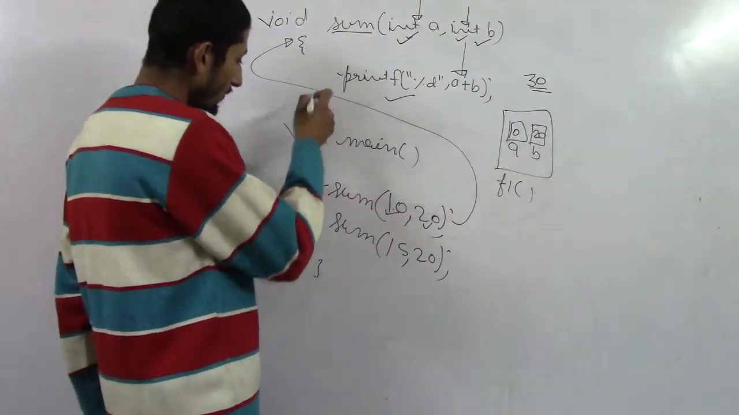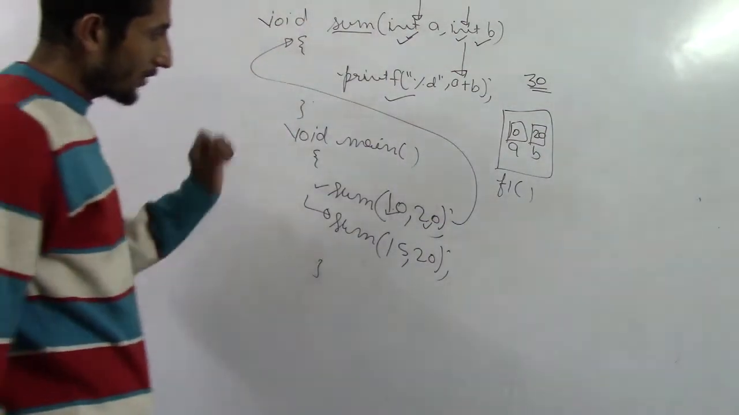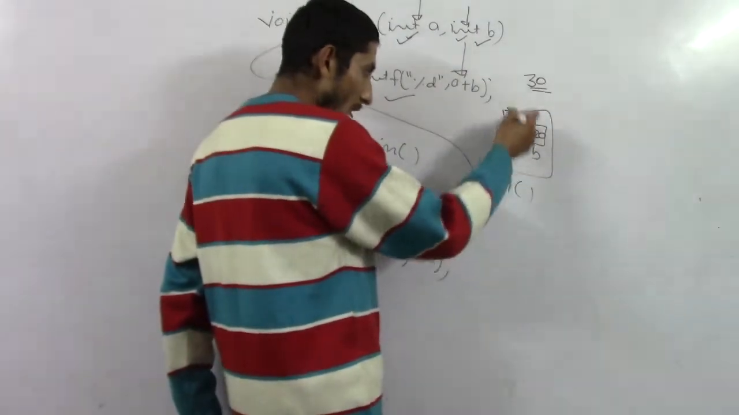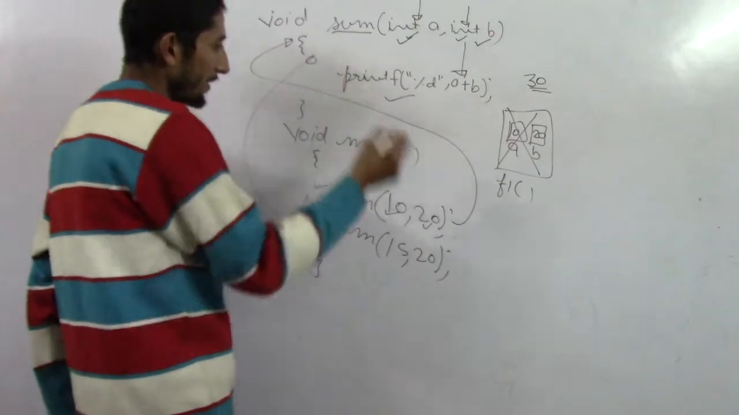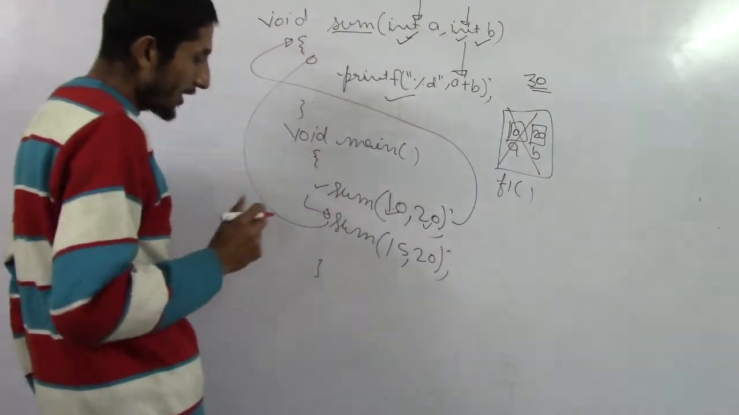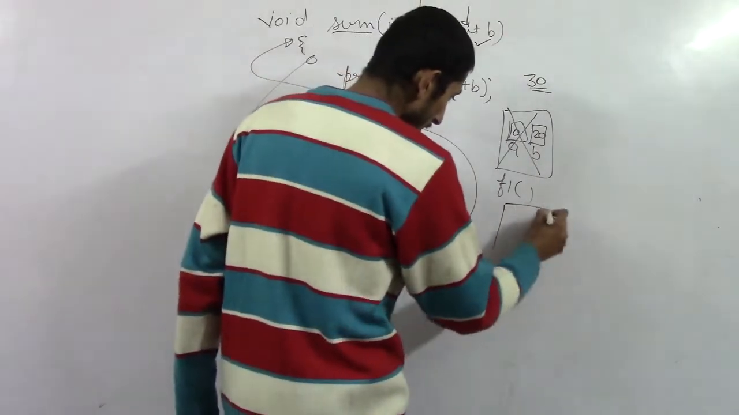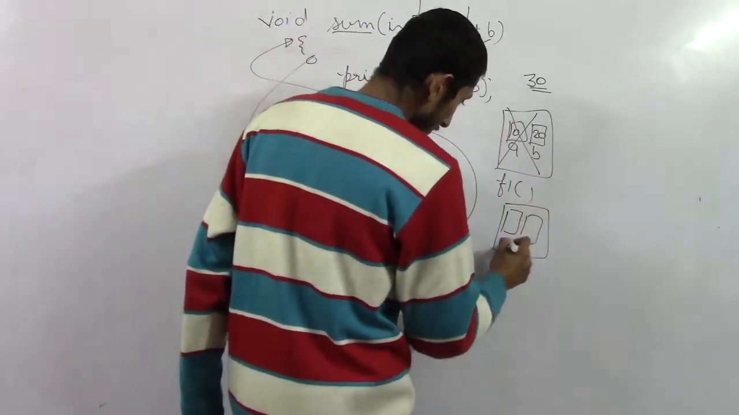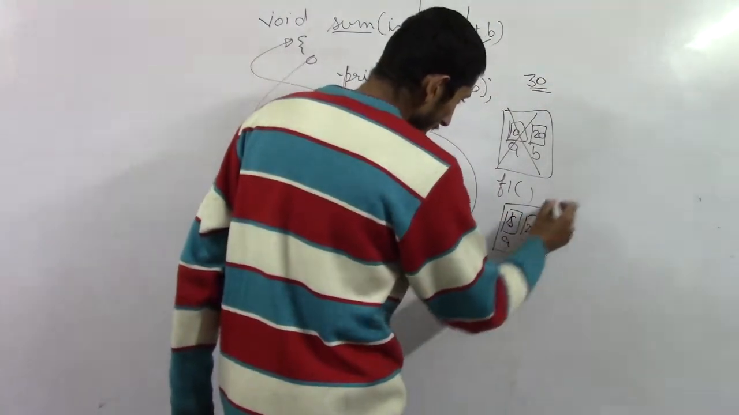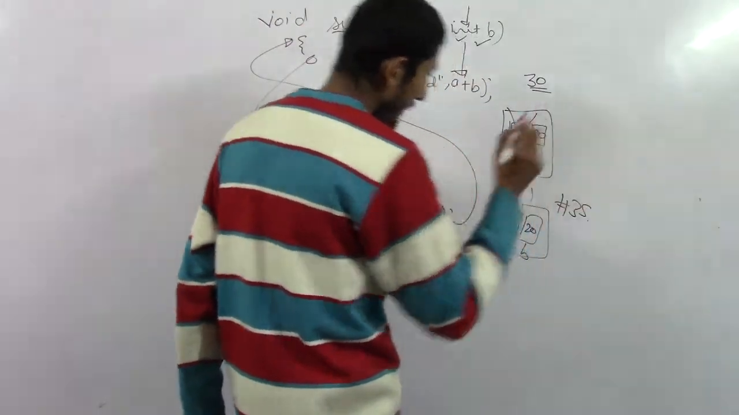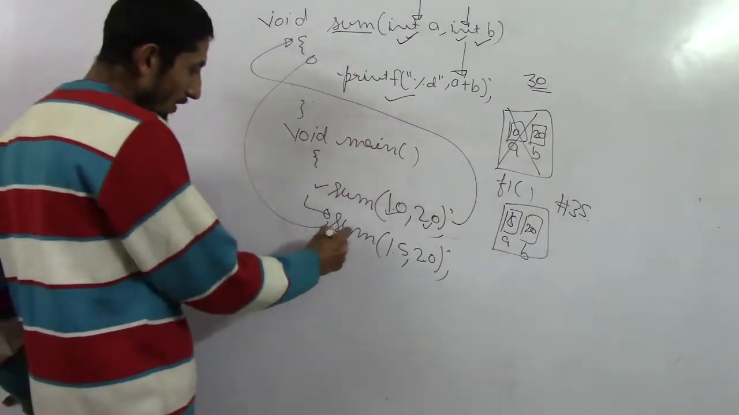After that, the control will come back here, and this block will go out of the memory, and control will transfer here again. The moment the compiler sees that you are calling the function again with the values 15 and 20, it will create a block and again create variables a and b, where the value of a is 15 and b is 20, and it will print 35. Then the control will transfer here.